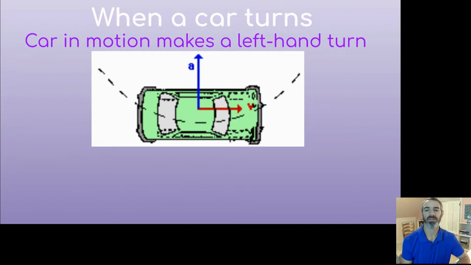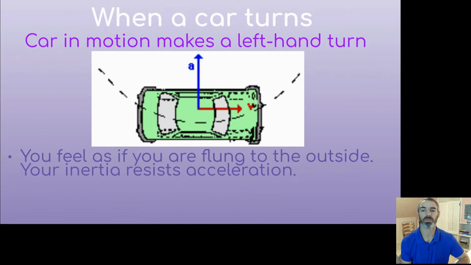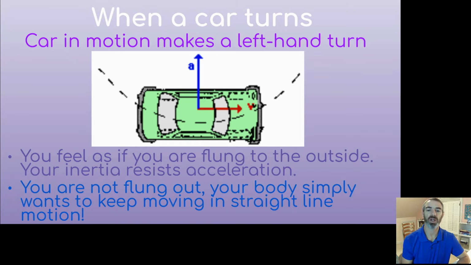Now, when a car makes a left-hand turn, if you make a sharp left-hand turn, you feel like you're forced outward to the right. You're towards the outside of that circle. But that's not you being flung. That's just your body resisting the change in velocity. Your body wants to continue in that straight line. So your body does continue in a straight line by leaning to the right side.